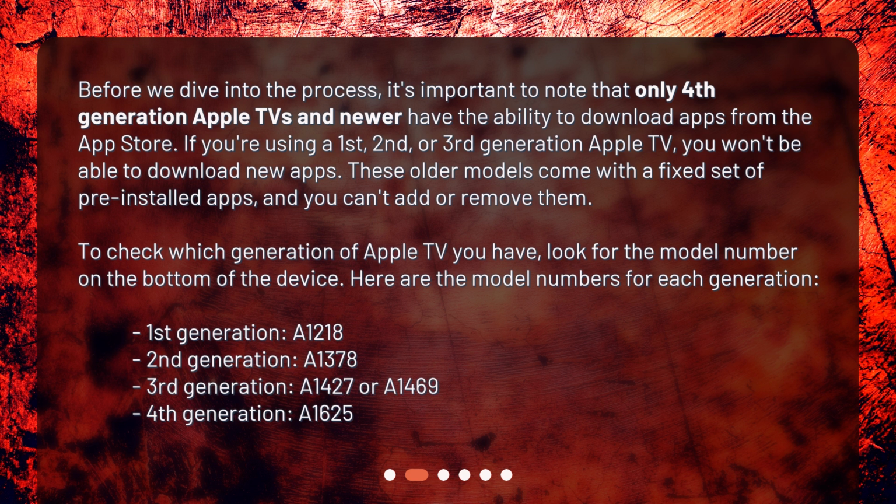To check which generation of Apple TV you have, look for the model number on the bottom of the device. Here are the model numbers for each generation. 1st generation, A1218. 2nd generation, A1378. 3rd generation, A1427 or A1469. 4th generation, A1625.